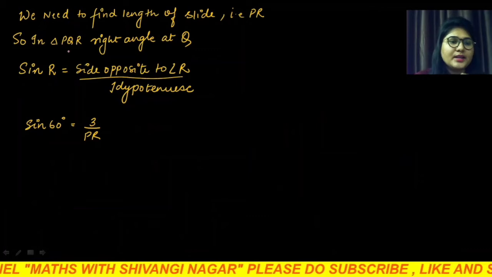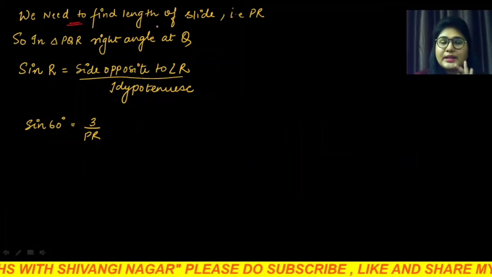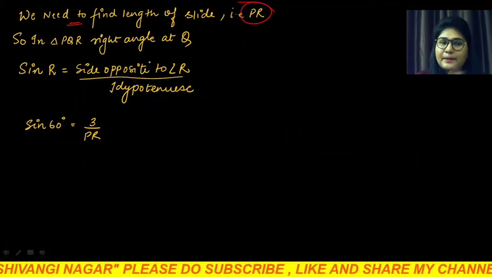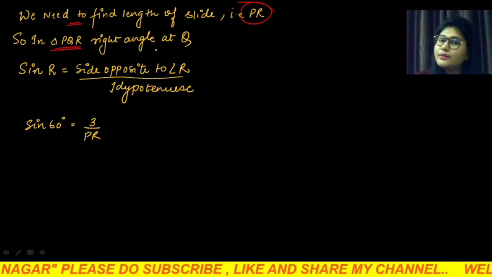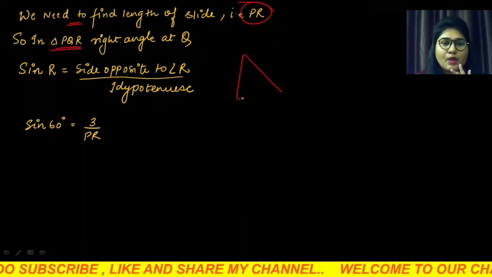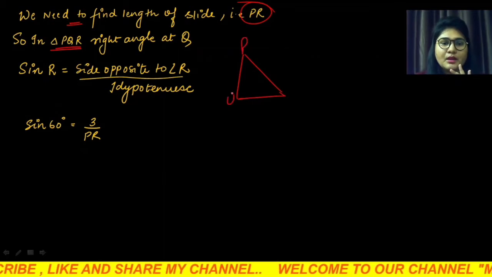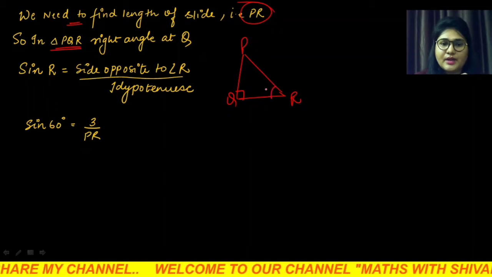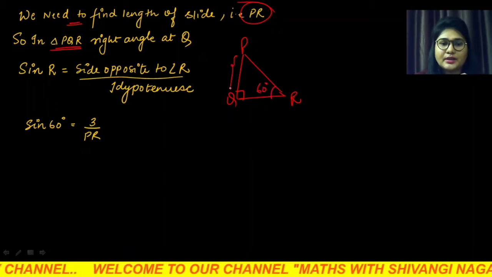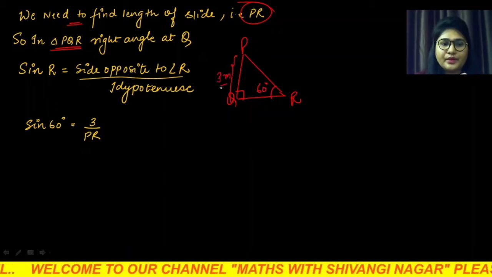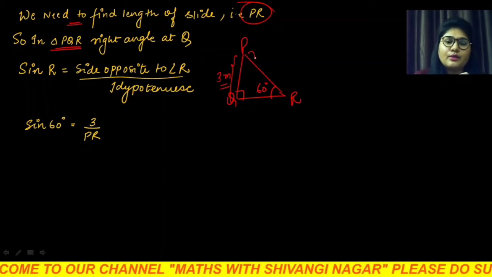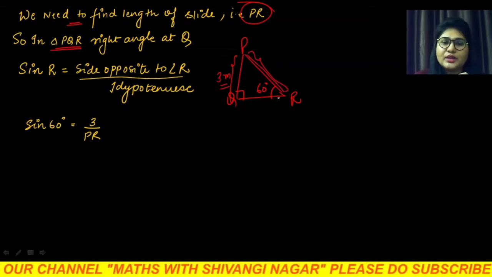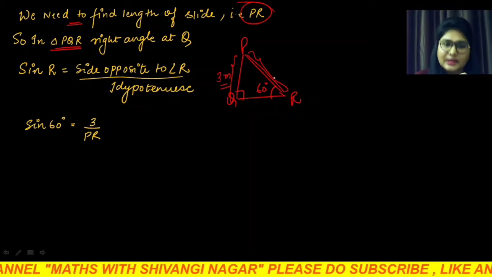Now to find the length of the slide, we ultimately need to find PR. So what are we considering? We are considering the triangle PQR, which is right angled at Q, and this angle R is given to us as 60 degrees, and this side is 3, right? And we have to find out PR, because actually this is the length of the slide.